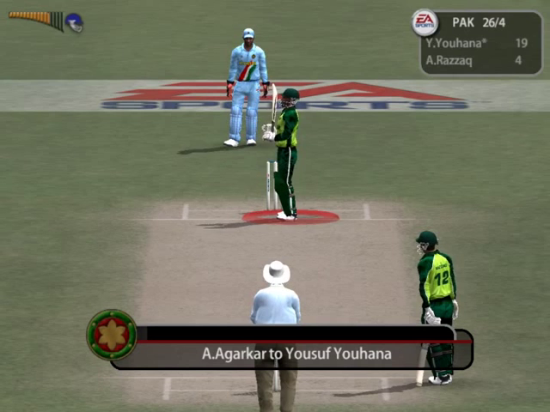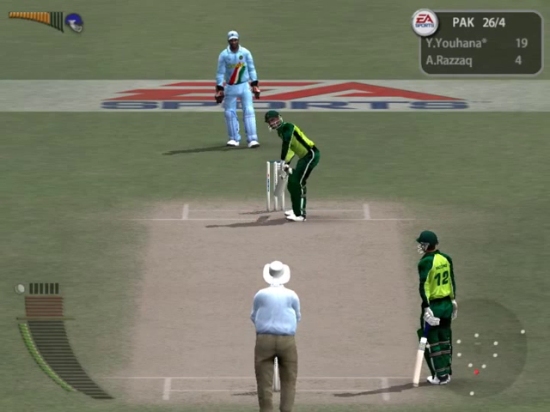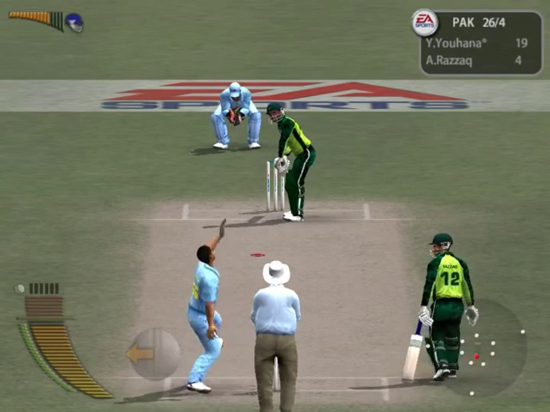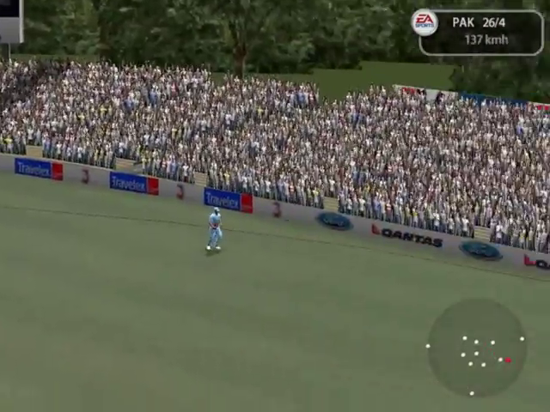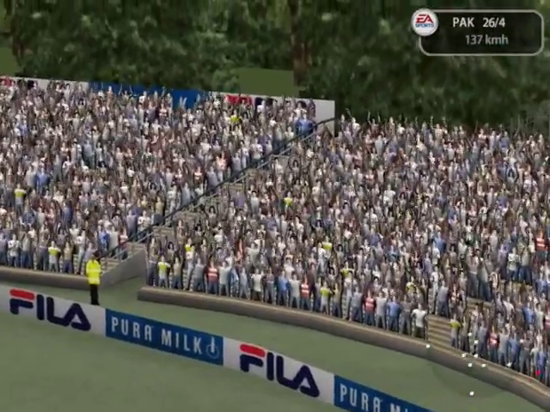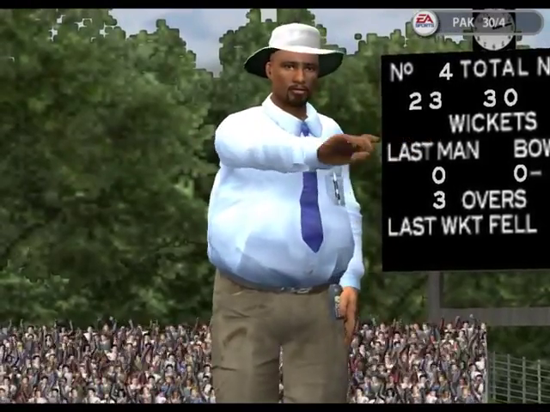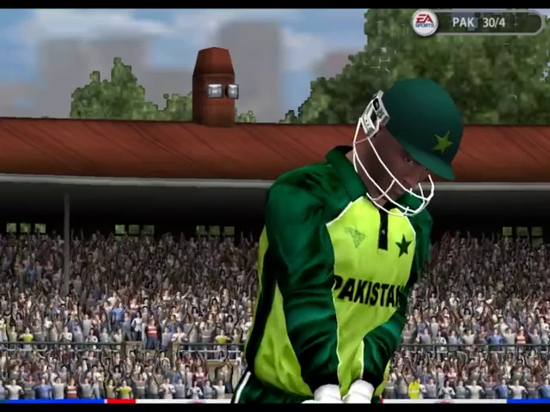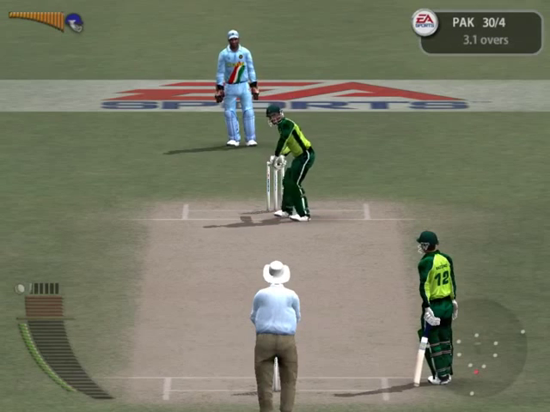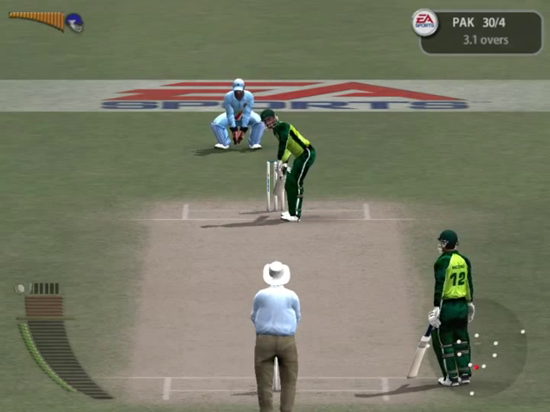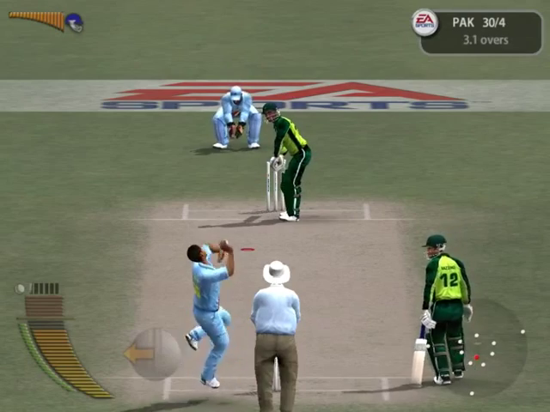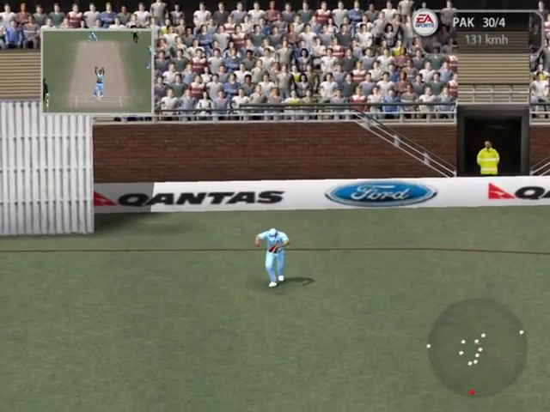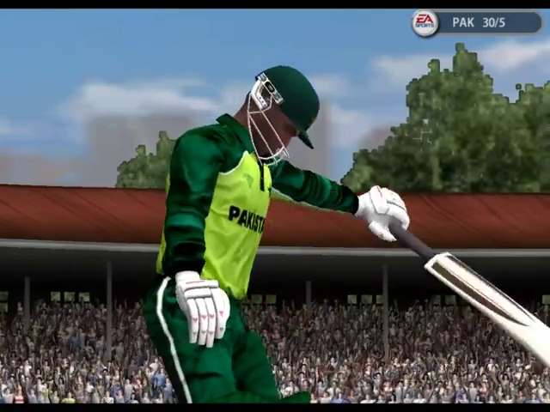Agarkar to begin a new over. Khan is after that one. Racing away to the square leg boundary. The batsman wasn't going to miss that opportunity. He was on it in a flash. Let's take a look at that in slow motion. Agarkar gets his first wicket.